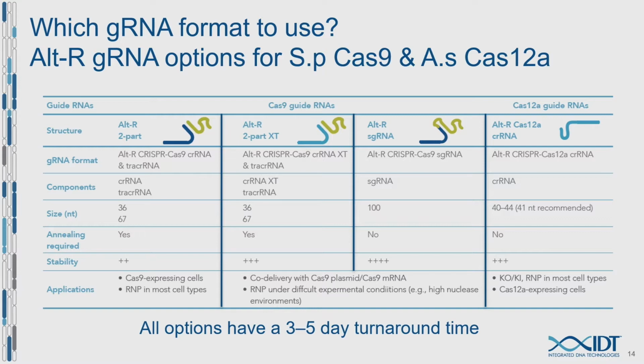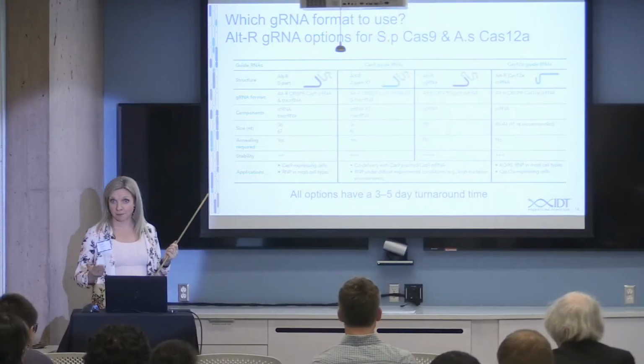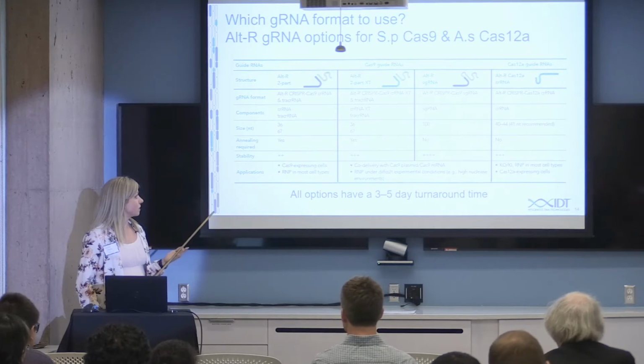We've then also done some development to come up with a more modified two-part system. So we add in some additional chemical modifications into that RNA to make these more stable if you're delivering the Cas9 as a plasmid or as an mRNA, so that as that protein is needing to be made, those RNAs are a little bit more protected. And then we also have a single guide RNA. And so as I mentioned, this is combining that crRNA and tracrRNA into a single molecule. So now this ends up being a 100 base RNA molecule. And these are also chemically modified.